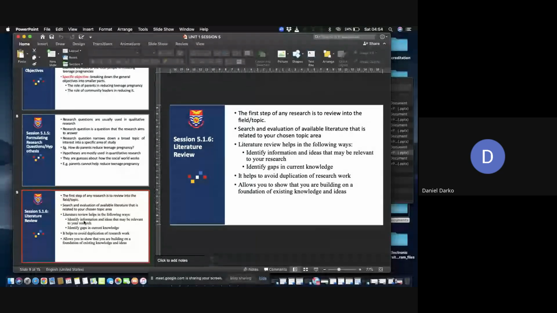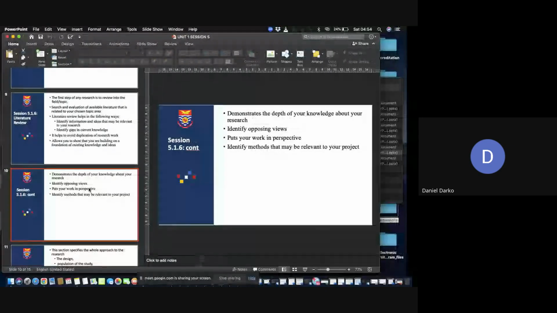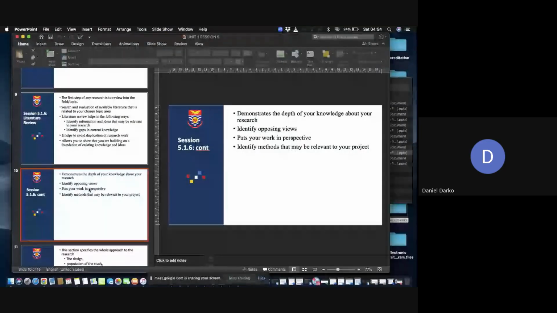It also helps avoid... but don't duplicate it. So that you are building on existing knowledge and ideas. So as you read, you are able to become an expert in that area.